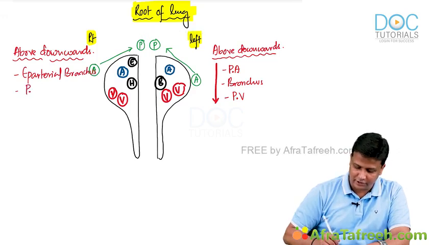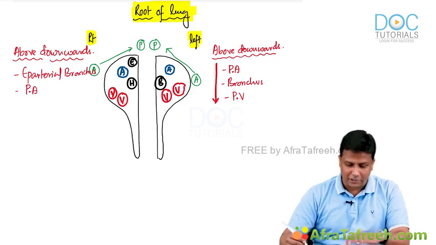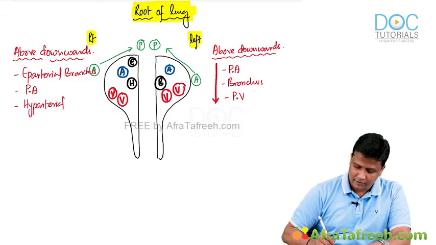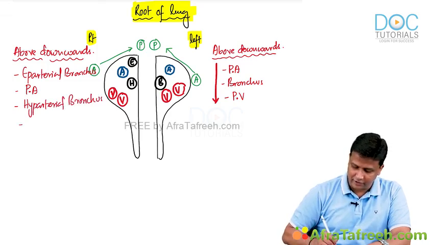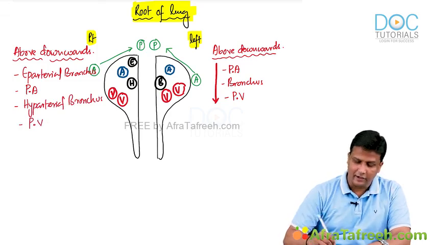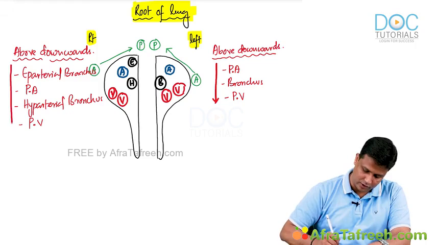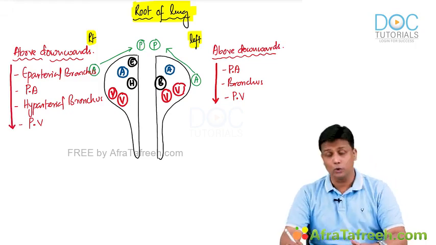So then the next one will be the pulmonary artery. And below the pulmonary artery you have the hyparterial bronchus. And then finally you have the pulmonary vein. And that is how all the structures are arranged from above downwards in the root of the right lung.